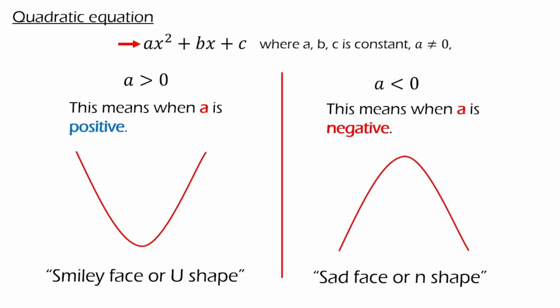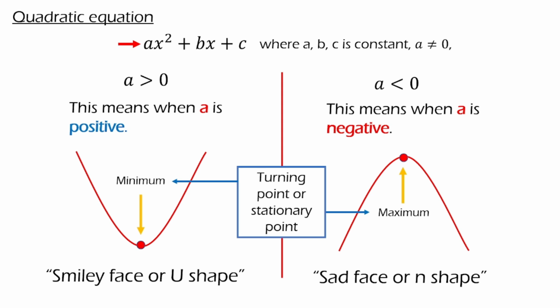It is important to notice that for U-shape, you only have a minimum point. On the N-shape, you have the maximum point. There is another name for both minimum and maximum point. It is also called turning point or stationary point. Why is knowing this very important? Let me show you a question from a national exam.